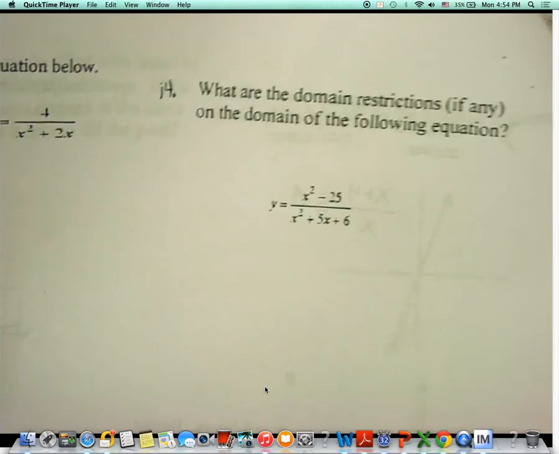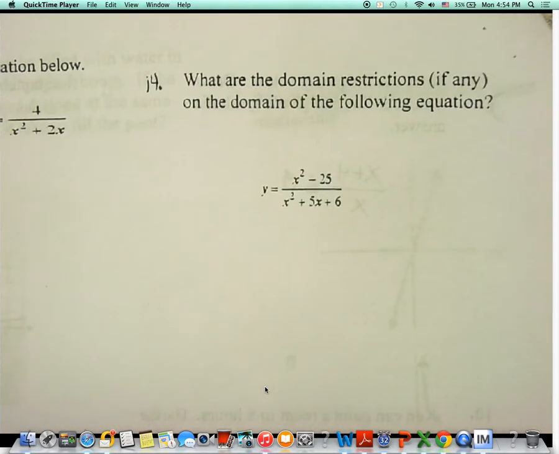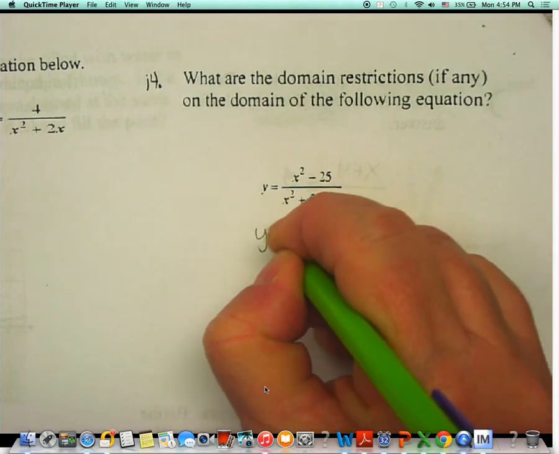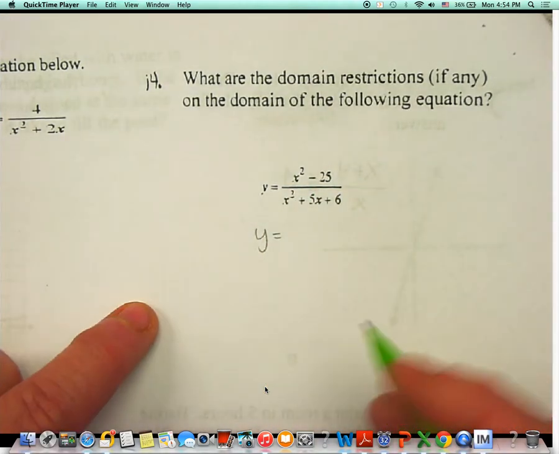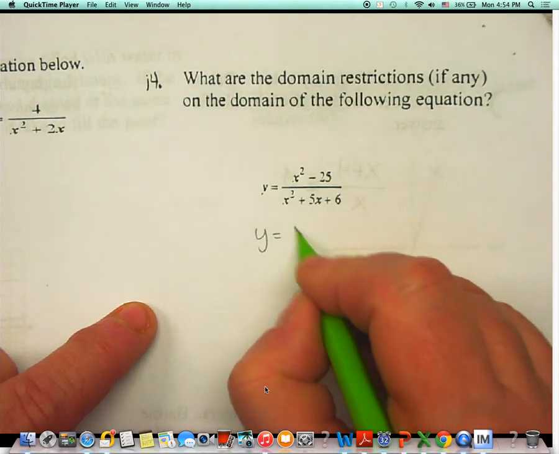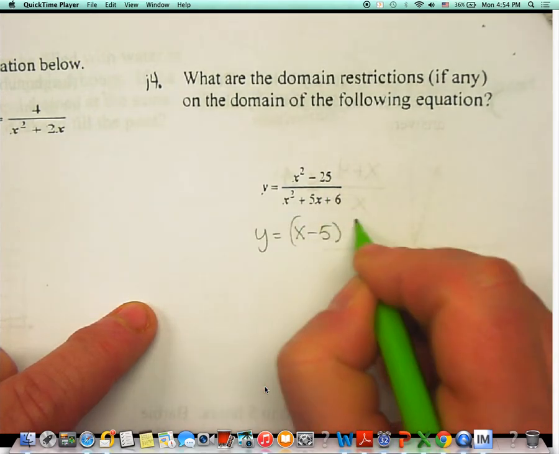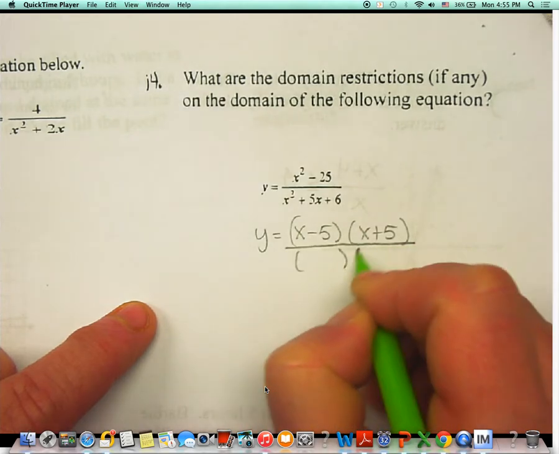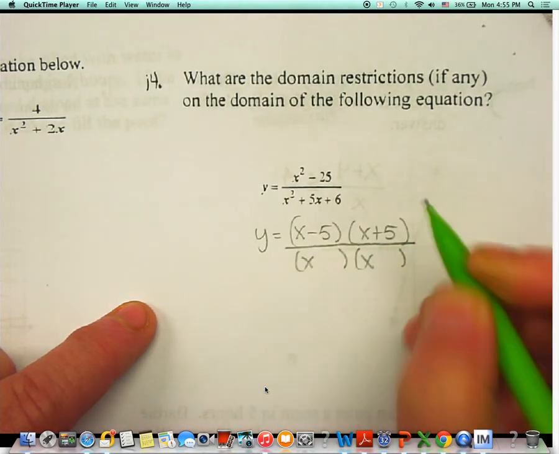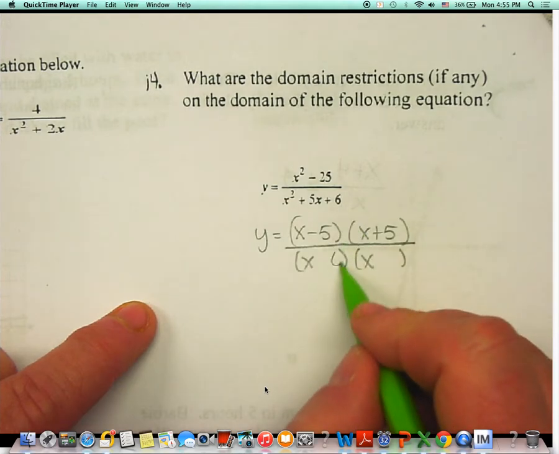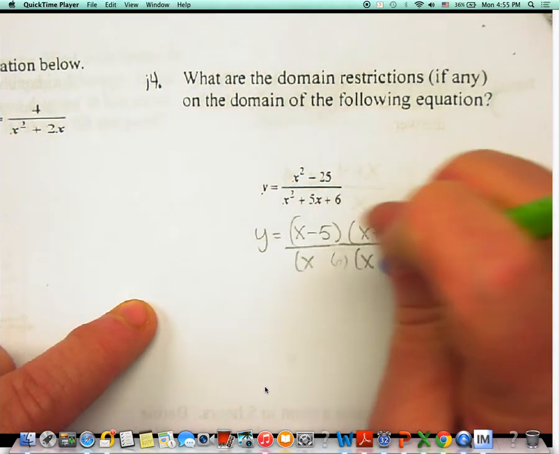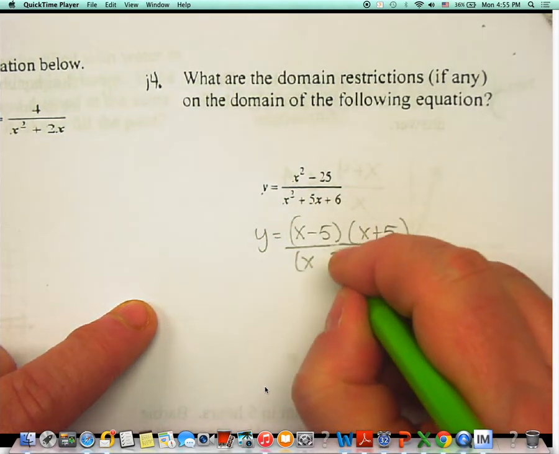All right, number 14. What are the domain restrictions, if any, on the domain of the following equation? So we're finding the domain restrictions. We're going to go ahead and factor. So x squared minus 25 would be x minus 5 times x plus 5. And on the bottom, we would have x times x, and 6 times 1. Actually, it's going to be 3 times 2, which is 6.